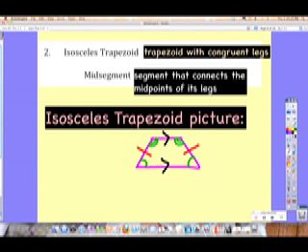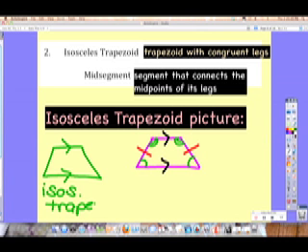Okay, let's draw another picture for mid-segment. So draw yourself another isosceles trapezoid. However, I'm just going to put on the parallel sides. I'm not going to do this is congruent to this. Just remember, we're doing our best to try to get an isosceles trapezoid. Because I'm going to draw over those legs.